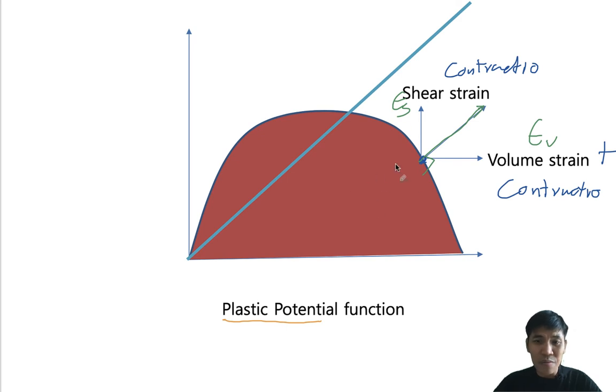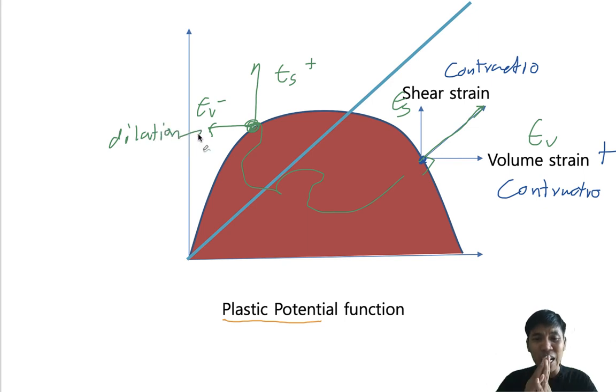On the other hand, if your stress state goes somewhere and touches it here, the epsilon s, or shear strain, is positive, and the volumetric strain here is negative. That means your soil is dilating. Dilation means the volume of your soil expands.